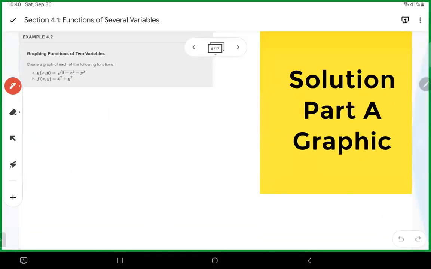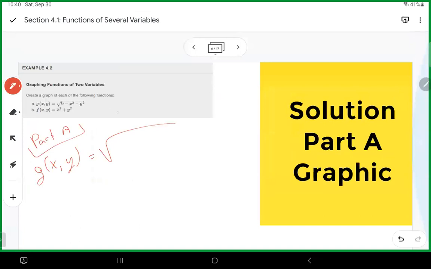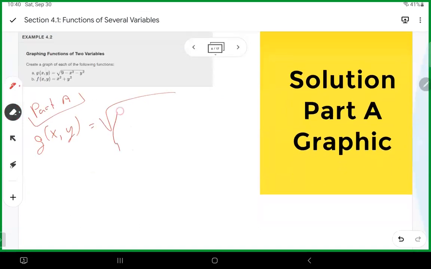Okay, so we're going to go on to the next example. So part A. Create a graph of each of the following functions. So this is for part A, and that is g of x, y equal to the square root of 9 minus x squared minus y squared.